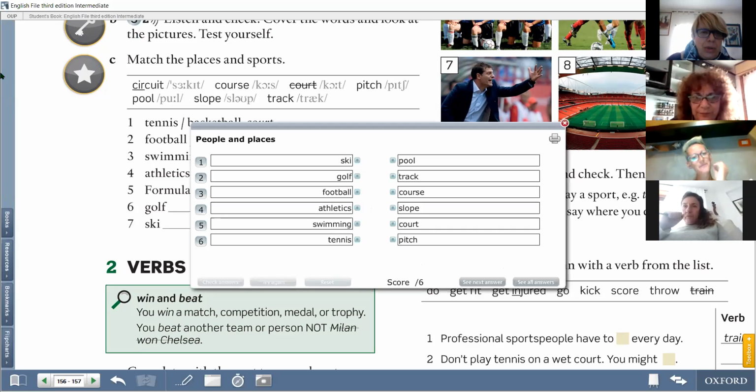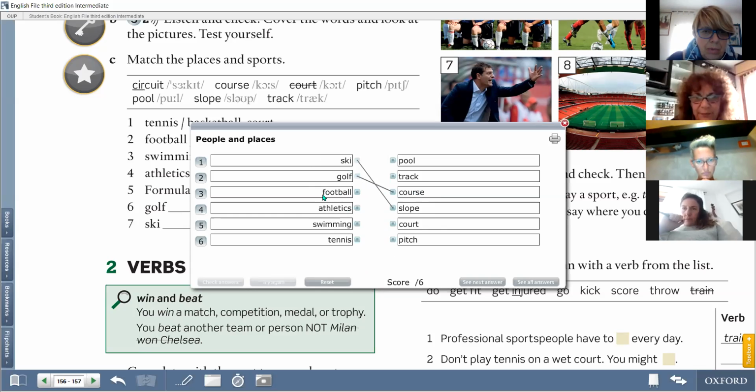Athletics. Let's try to do it together so you can even see it. Ski, slope. Okay, probably. Golf court. No, non è golf court. Course. Ah, court. Sorry, course.